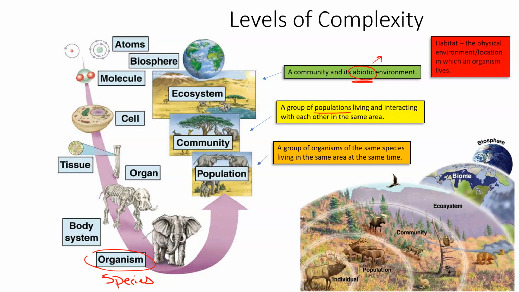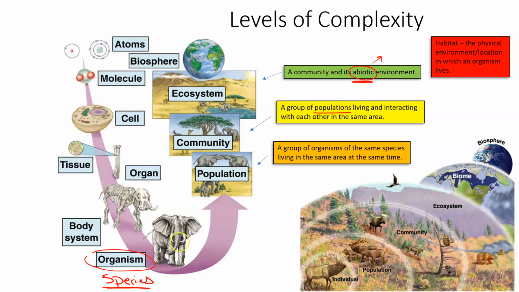One little side note: we need to know what habitat means. It is the physical environment or location in which an organism lives. That is really important. And so when we put all of these levels of complexity together, atoms come together in definite proportions to make molecules. Molecules come together to make cells. Cells form tissues. Tissues form organs. Organs come together to perform a body system, a specific function within the body. Body systems produce an organism, which is our base level of species, a group of organisms that can interbreed and produce fertile offspring.